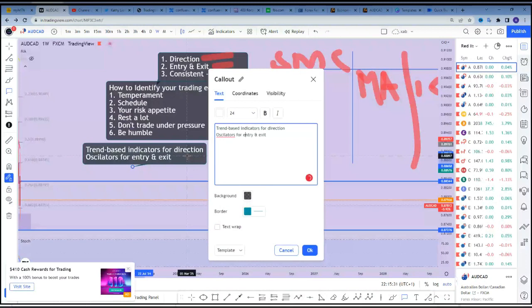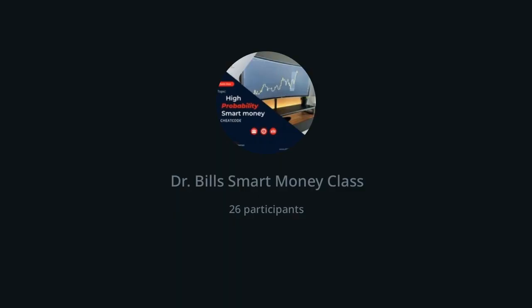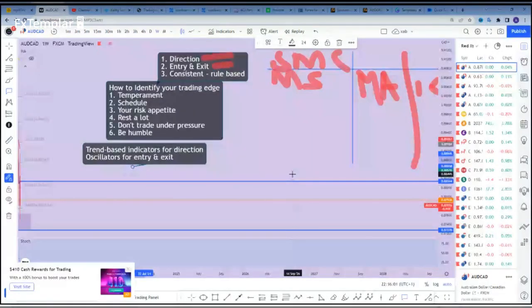Now, what are oscillators? Oscillators are indicators that show you the market cycle. Indicators like the stochastics, the MACD, the moving average oscillator, the ADX. All of these indicators can help you know, okay, if the overall direction is bearish, I am simply looking for sell entries. And an oscillator can tell you when that sell entry is right.